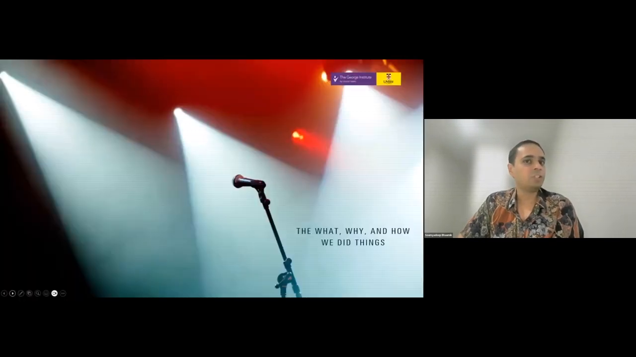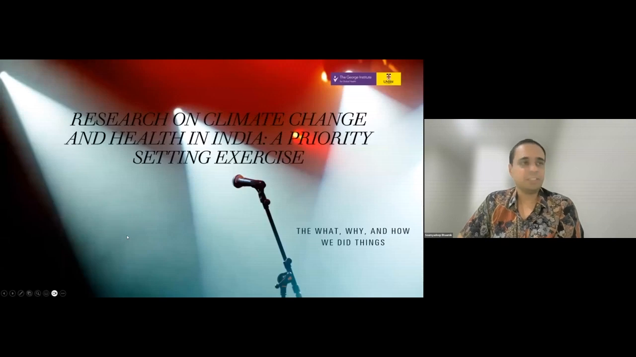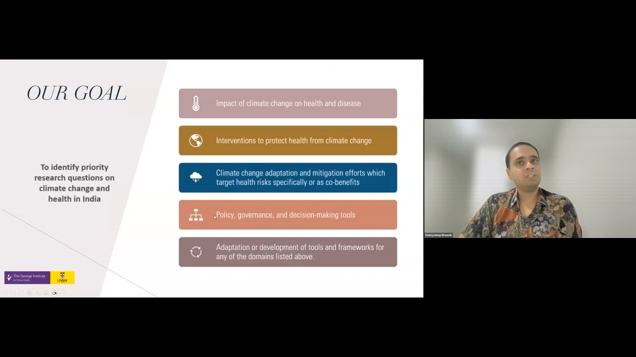a really rapid, low cost research priority setting, which we did. We wanted to set research priorities on climate change and health in India. And this is quite a big domain. There's often a debate around what aspects of climate change and health we should try to do more research on. Do we need to know more on the impact of climate change, or the policies, or adaptation and mitigation efforts, because we really are running against time.